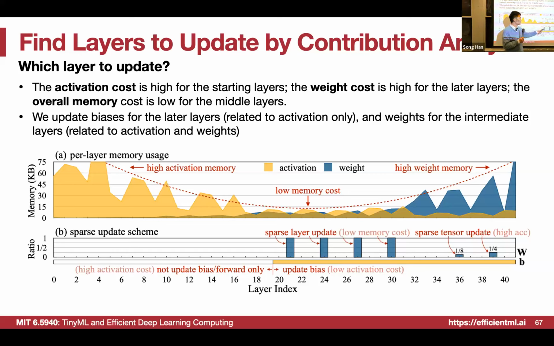So actually, our policy decided to learn several layers in the middle, okay? Sparse layer update. And also sparse tensor update in the several late layers because they contribute a lot to the accuracy. So these are some of the opportunities where we can search a big design space, considering the size of the activation, the size of the weight, and also the accuracy contribution. Not only the contribution, but also the cost.